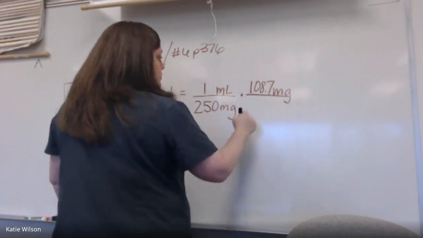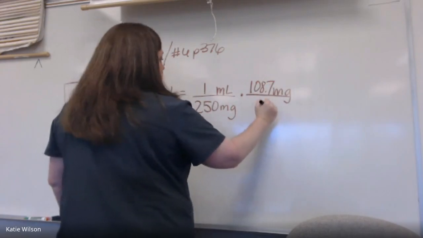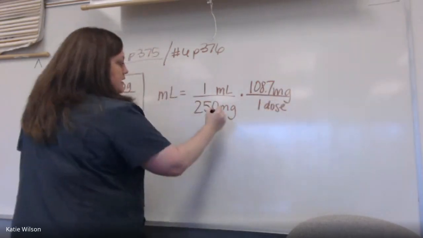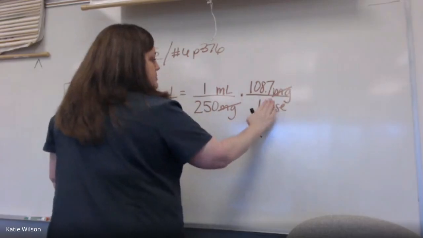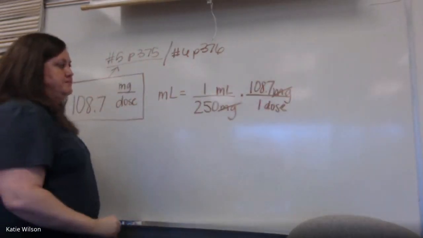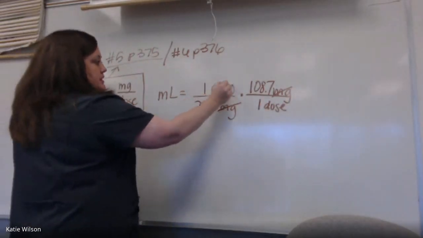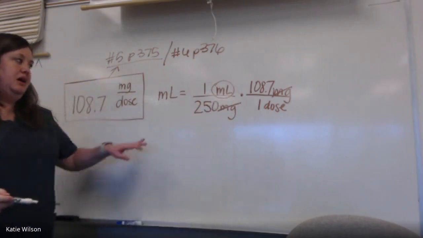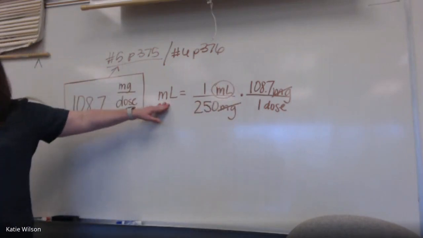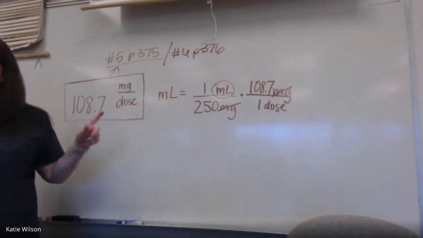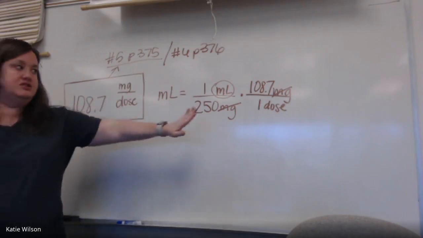So 108.7 milligrams, and you can put 1 dose under here if you want. So I've got milligrams, or you can just put 1 to hold the place. So this should be milliliters on top, dose on bottom, but I'm trying to solve for how many milliliters I'm going to administer per dose. So that's okay. Do you understand why I can leave that there? Or I can just not put it there at all.